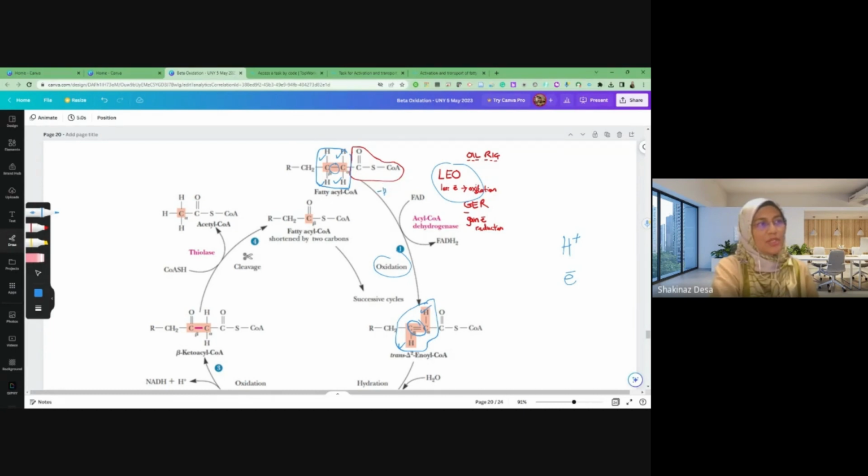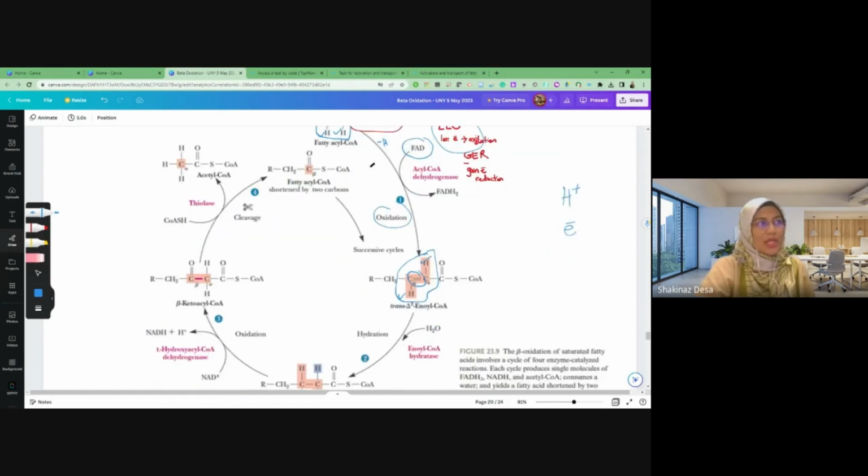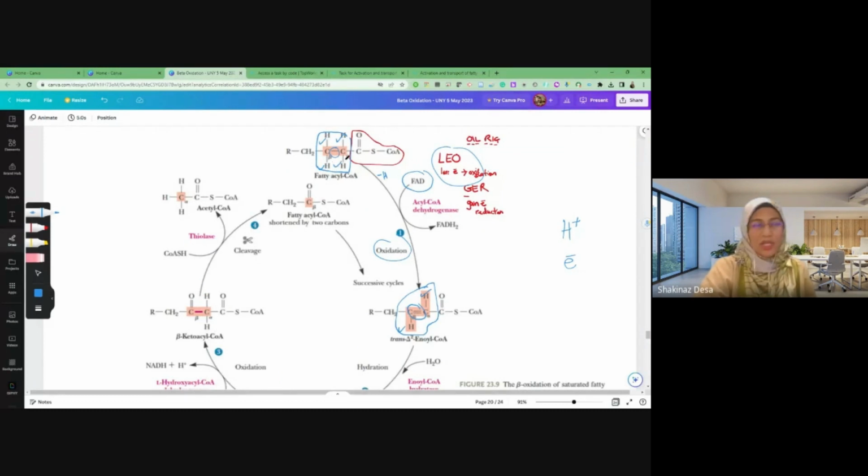It will release this hydrogen. FAD will accept that hydrogen and the electron. Here we lost the electron in fatty acyl CoA, but FAD will take that electron. Now it becomes FADH2. This is the first energy molecule. The first energy molecule. You got that?